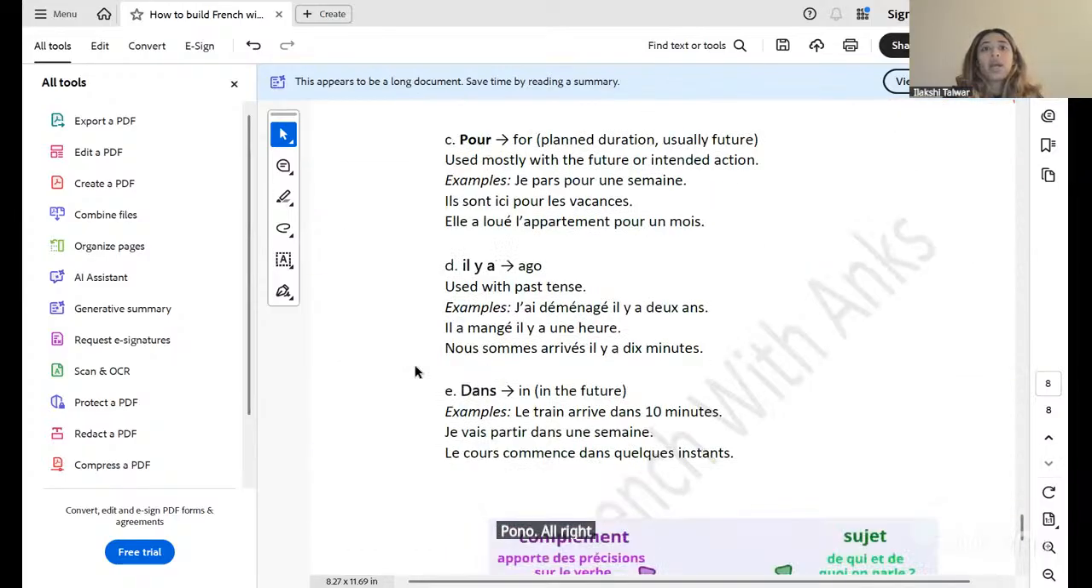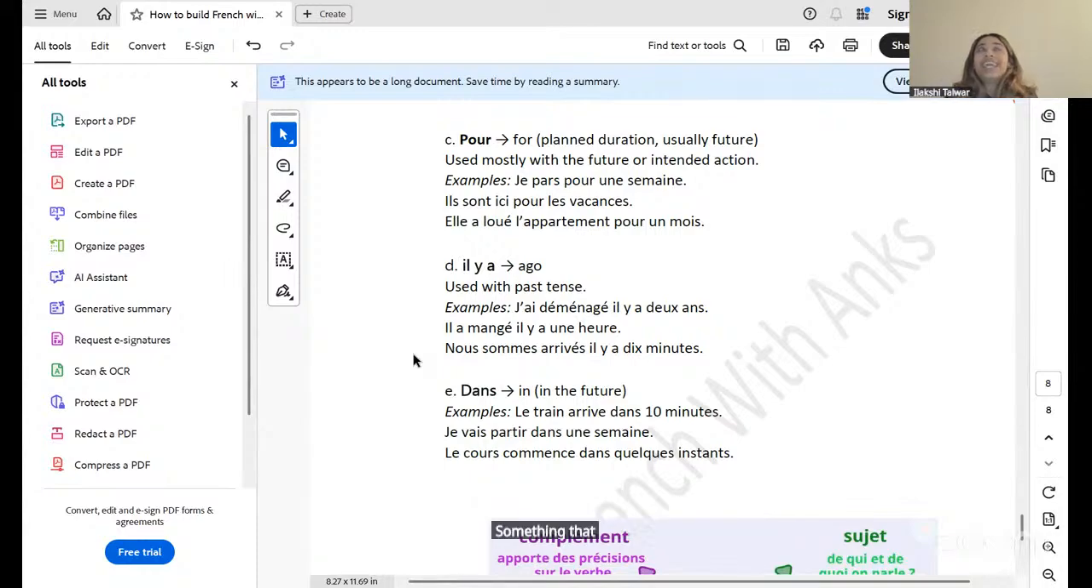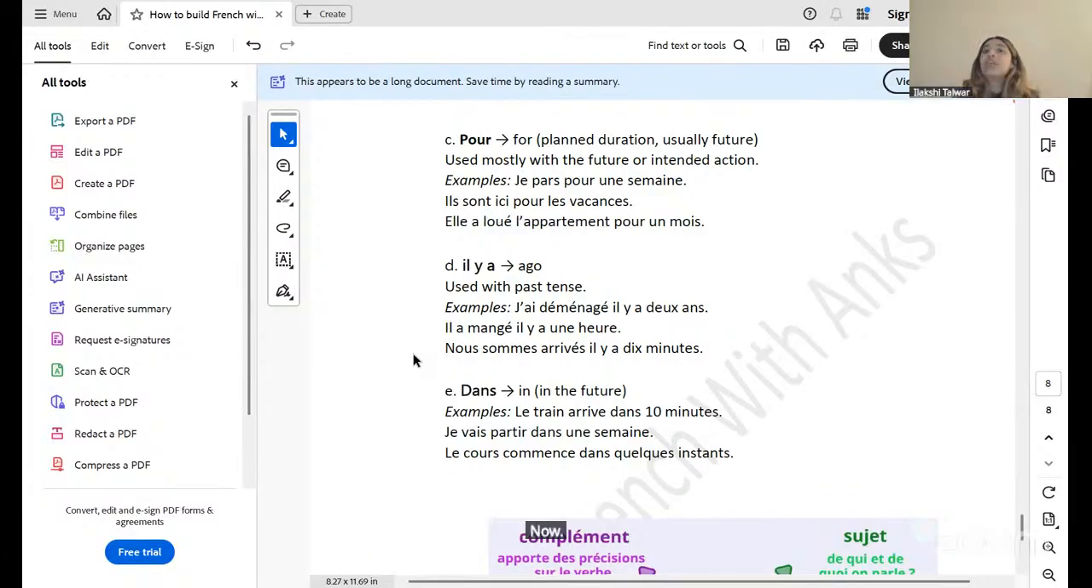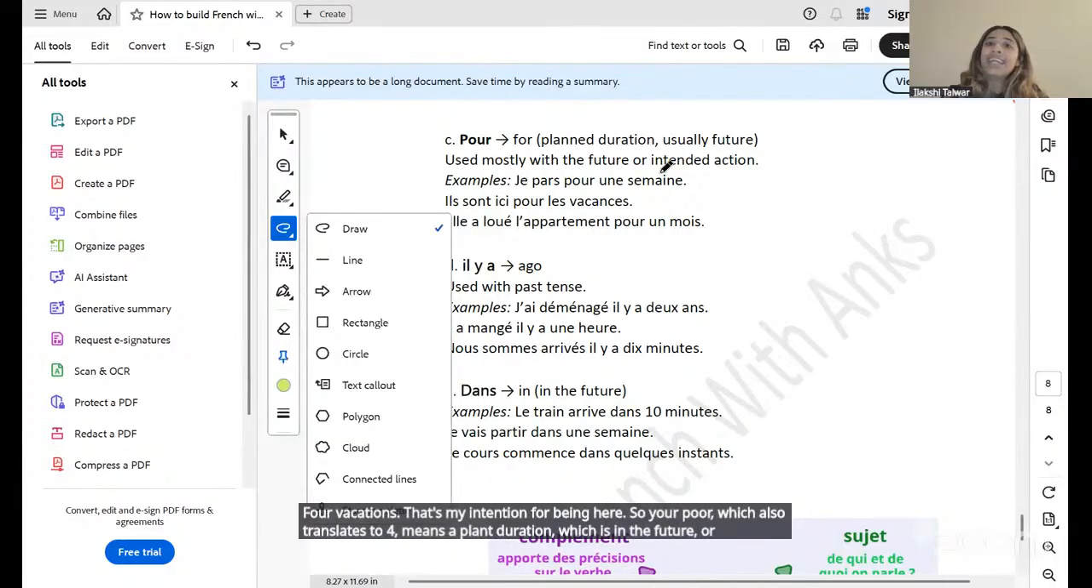All right. The third thing, which is also very similar, pour. Again, means for. We all know this, pour means for. But it's a planned duration, which is usually in the future, which basically means something that you intend to do in the future. For example, je pars pour une semaine. I'm going to be leaving for 1 week. Now, you intend to leave for 1 week. So that's your intention. So that's pour. Ils sont ici pour les vacances. They're here for vacations. That's my intention for being here. So your pour, which also translates to for, means a planned duration, which is in the future, or more specifically, an intended action.